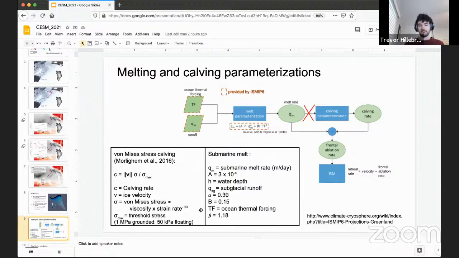For submarine melt at the terminus, we use the ISMIP6 parameterization that sets melt as a function of water depth, subglacial discharge, and ocean thermal forcing, and those subglacial discharge and ocean temperatures are taken from the ISMIP6 forcings.